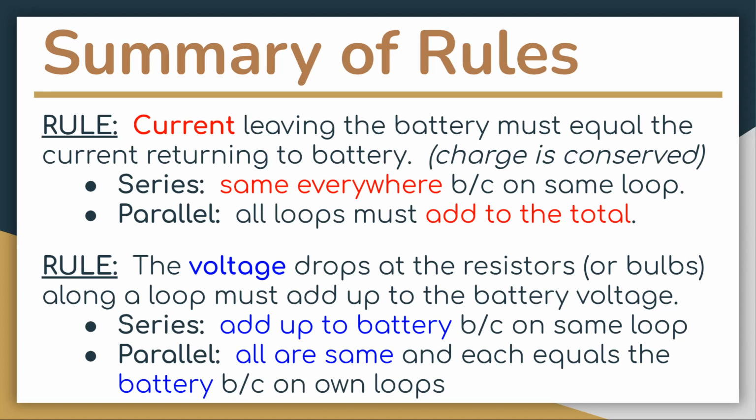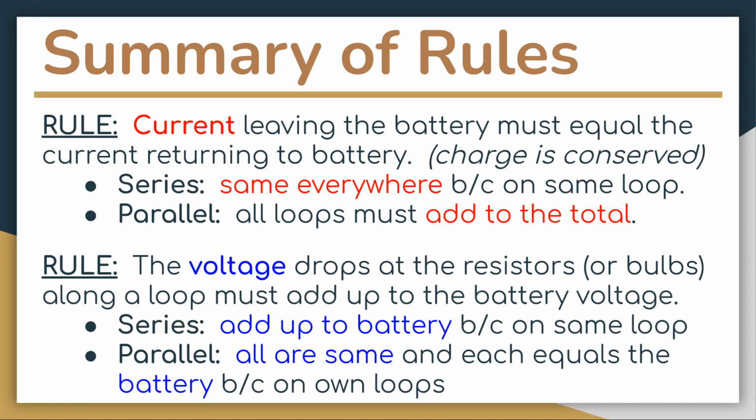So in series, they just add up to the battery because they're on the same loop. If they're all the same resistance, and let's say you have a 12-volt battery and 3 resistors, then it'd be 4, 4, 4. They would add up to 12. But in parallel, all of them are on separate loops, and so all of them are equal to the battery's voltage, and they're all also equal to each other.